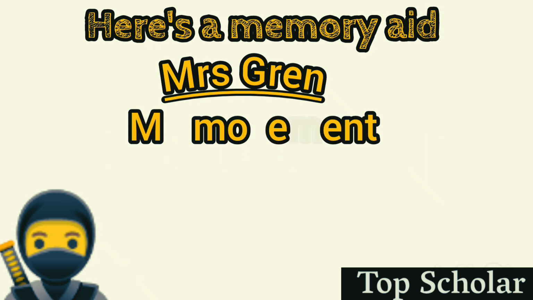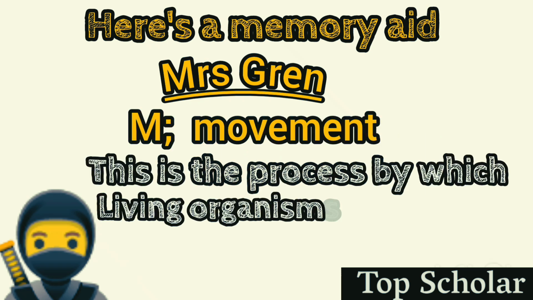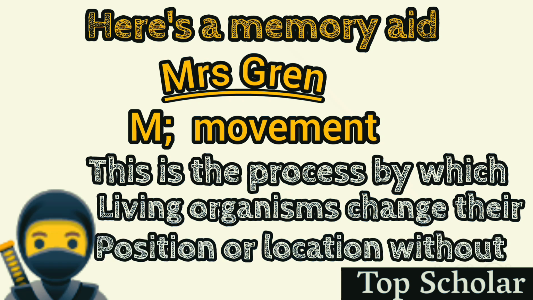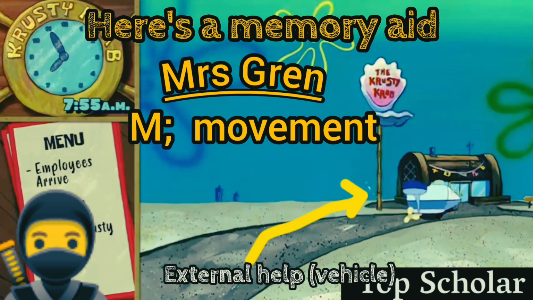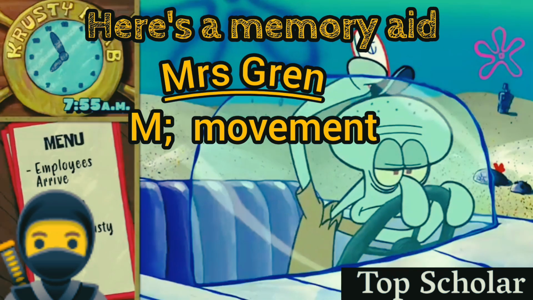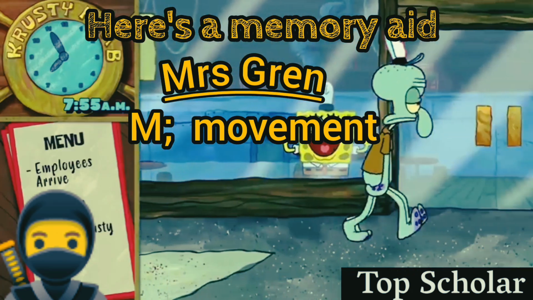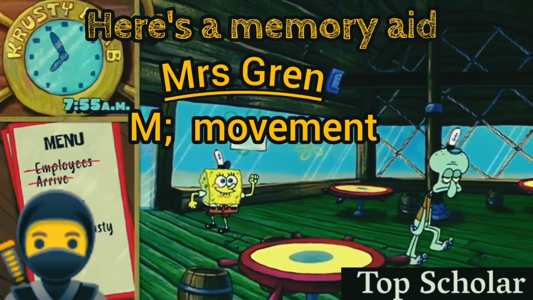M, movement. Movement is the process by which living organisms change their position or location without external help. By external help, what is simply meant is that they don't require other organisms or any factor to move or just change their location.